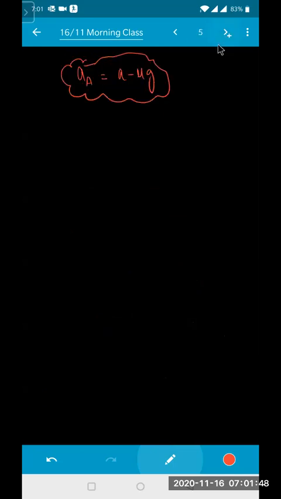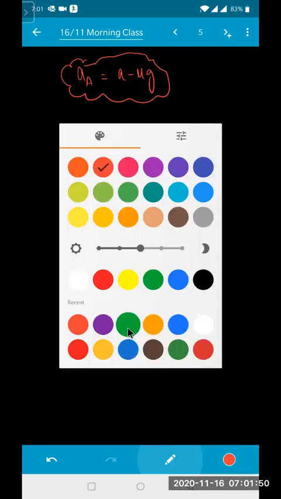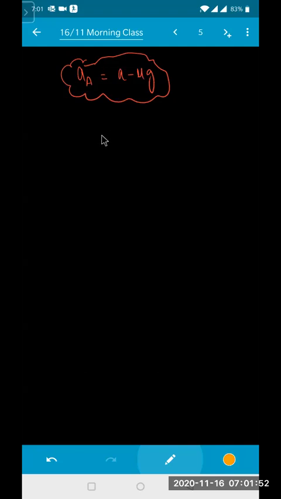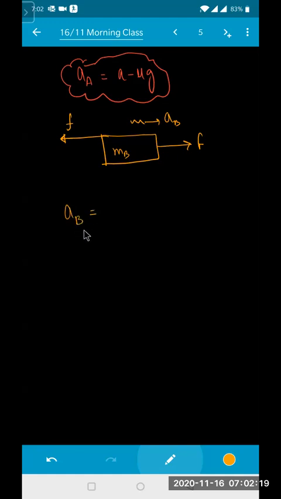In the same way, for the mass of your B, can you tell me? This is your mass B. The pseudo force acting on this one is capital F, and this is moving in the opposite direction. The friction acting on it is nothing but F. So this will move in the forward direction with acceleration of B. Yes, it'll move forward.